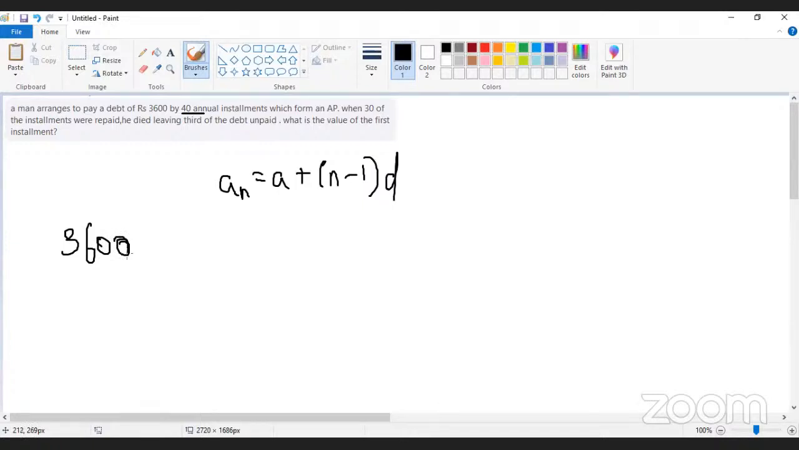But I'll tell you, this question would not come, but still for you to know, this is called the sum. This is not the value. By adding for 40 installments, I'll get 3,600. Am I correct? Yes, sir. So it is called the sum in AP. For that, the value would be Sn is equal to the formula for AP sum. It will not come, but still I have given it.